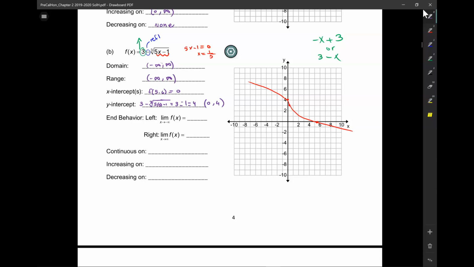No, if I haven't specified, no. That's why I'm doing both, so your eye is trained for both. 3 minus minus 1.